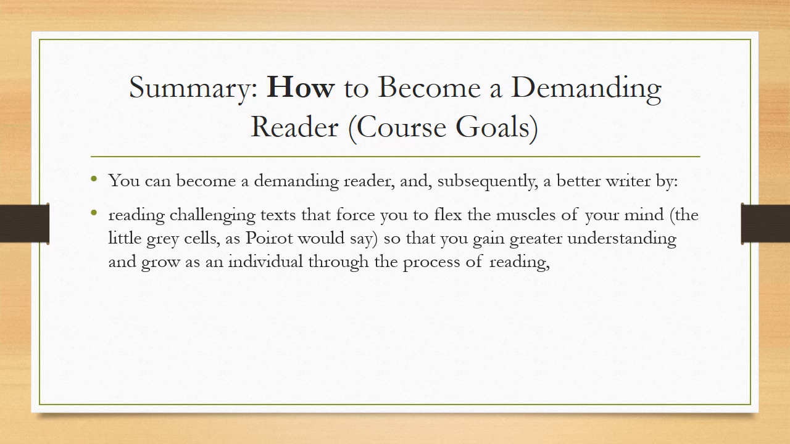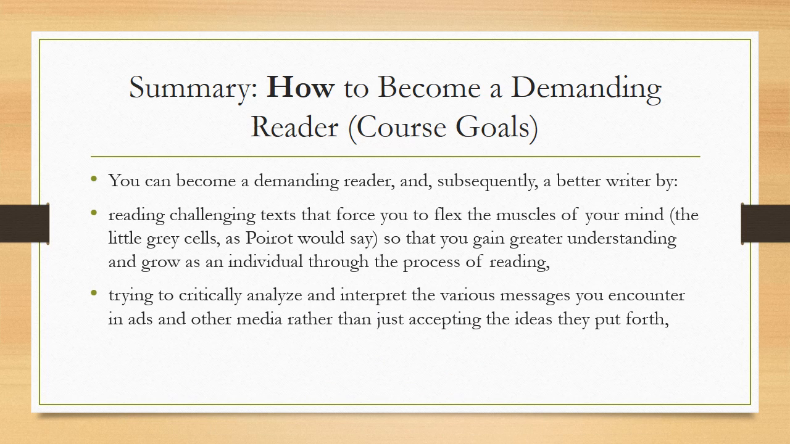In terms of how to do this, you have to pick things to read that challenge you. Don't just read things that are easy to read. I'm hoping Hercule Poirot will do that, but I'm also hoping you'll seek out texts on your own that challenge you more, perhaps, than what you were typically reading before this class. Secondly, you have to actually try to critically analyze and interpret the various messages you encounter. So the next time you see an ad, pause it, take a second, think about it, and analyze it the way we did the Cam Newton ad. You have the knowledge base, the tools and the skills, now, but you still have to take the action. So this would be one of the steps.